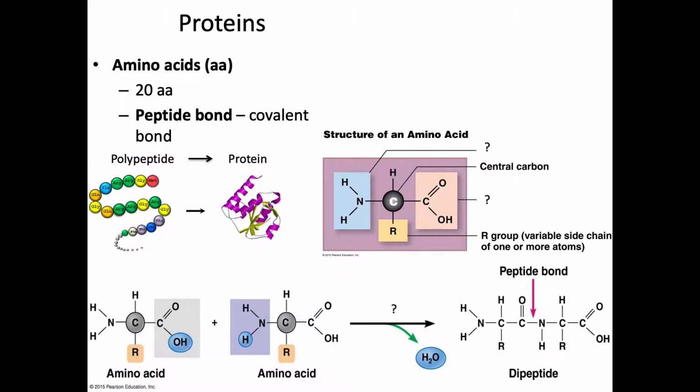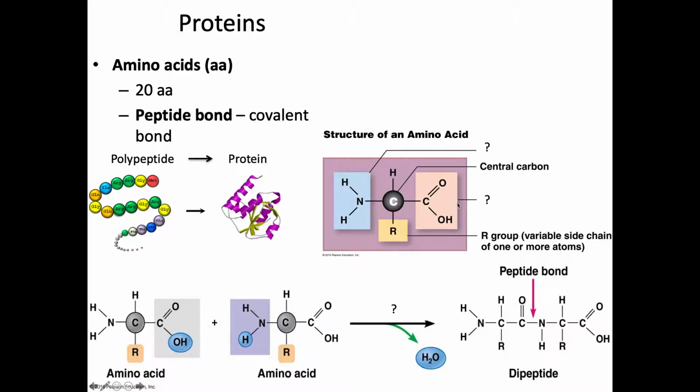Our next type of organic molecules are proteins. The monomers of proteins are amino acids, okay? This is what a typical amino acid would look like. Here we have a central carbon or alpha carbon. It has a hydrogen bonded to it. What is this functional group called? Amino group. And what is this functional group called? Carboxyl group or carboxylic acid.